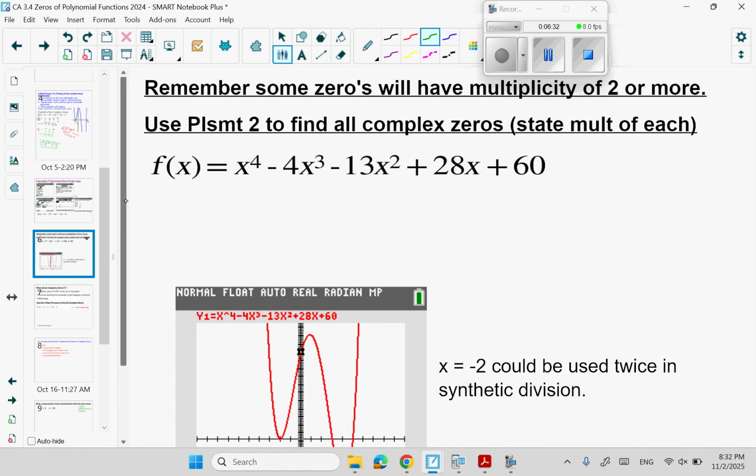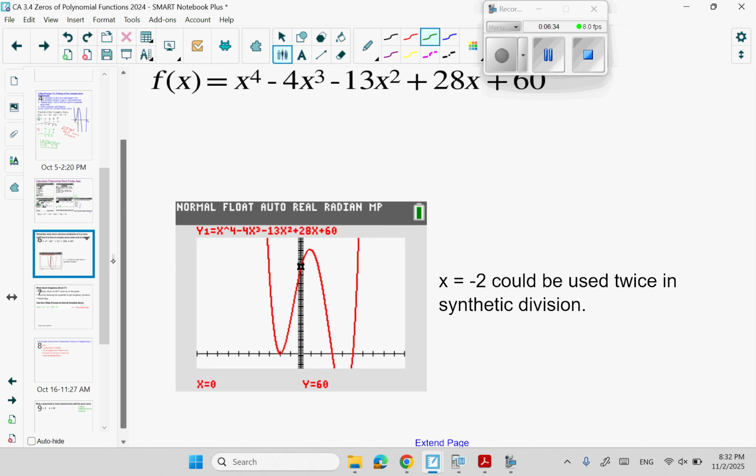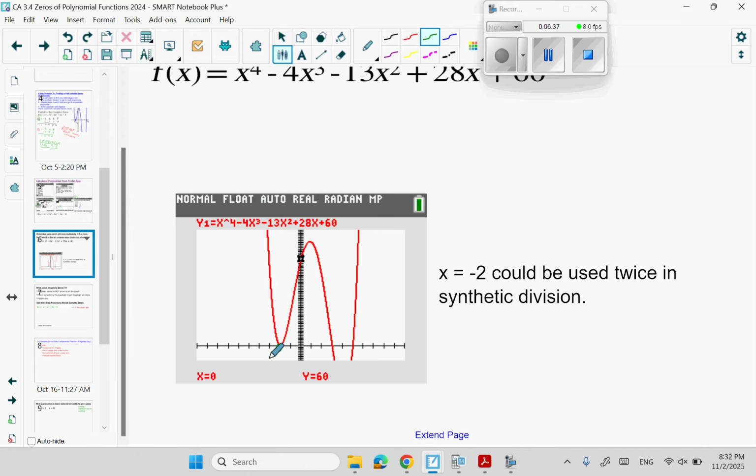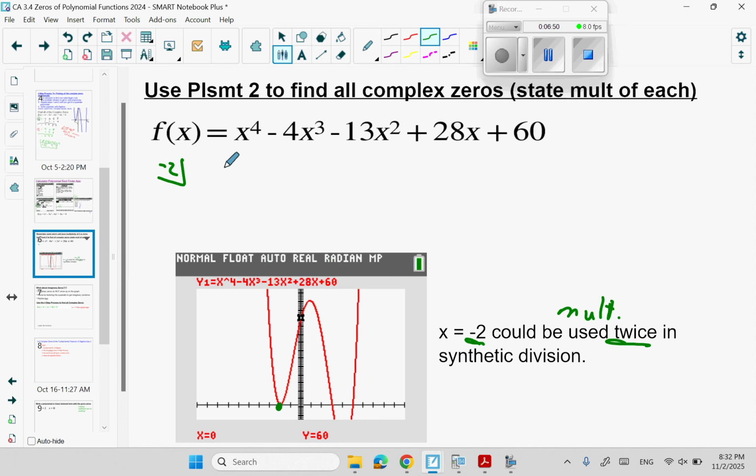Okay, let's see. We can obviously graph it, and we see that again we get this bouncing. So I can use it twice because that's got that multiplicity feature. So I'm going to synthetically divide with -2. 1, -4, -13, 28, and 60. 1, -2. My pen's not working anymore. That's kind of frustrating. All right, let's see. -6, 12.